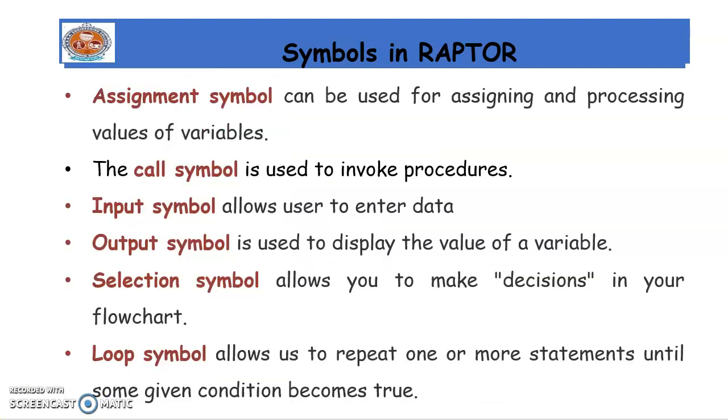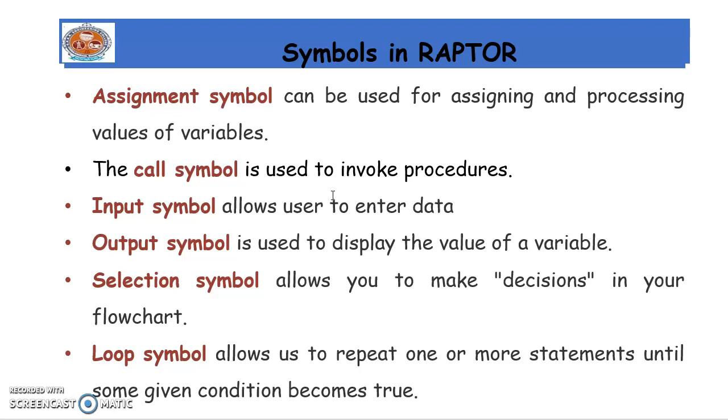So coming to the importance of each and every symbol, assignment symbol can be used for assigning and processing values of variables. So this assignment symbol can be used to assign values to particular variables, and assignment symbol is also used to process values of variables. That means we can compute values by using assignment symbol. The call symbol is used to invoke procedures. It is used to call other subcharts like that.